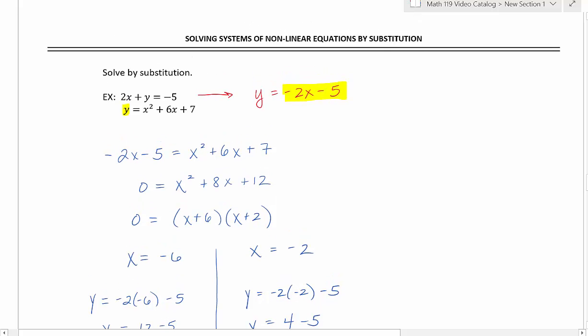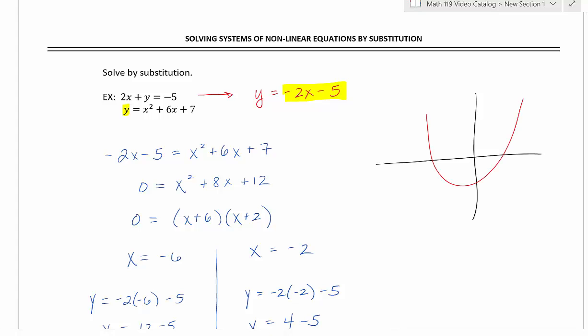If we go back and look at what our equations were, our first one is just a line and our second one is a parabola. So if we just think about that graphically, a parabola intersected with a line, we're going to get two solutions. The only time we wouldn't get two solutions is if this line was actually a tangent line to our parabola, but that does not happen very often.